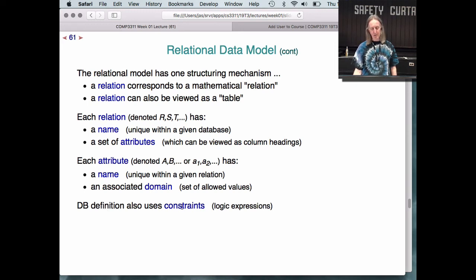And we can also talk about constraints, which we just write as expressions like student ID greater than 0. That's a pretty stupid example. Mark greater than 0 and mark less than or equal to 100. Things like that.